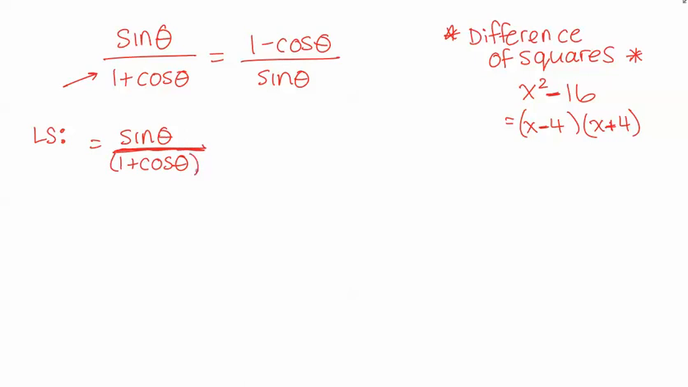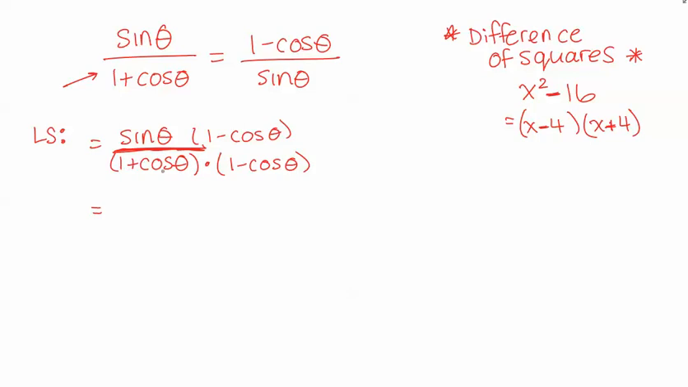So see how we have 1 plus cos? We're going to treat that as having x plus 4. So we need an x minus 4. So we're going to multiply this by 1 minus cos theta. Just because we don't know what else to do, so it's something. And whatever we do to the bottom, we're going to have to do to the top. So we're going to have to multiply the top by that as well.